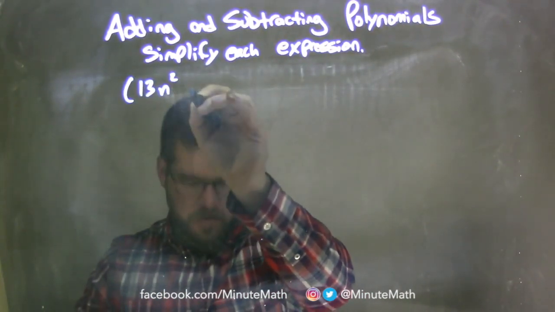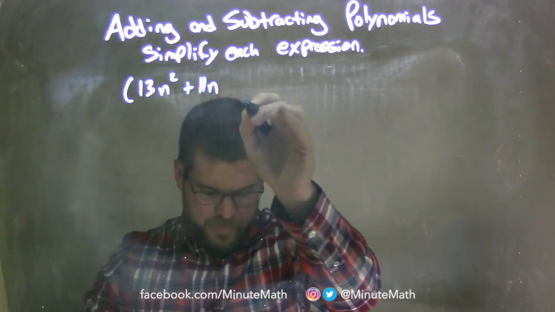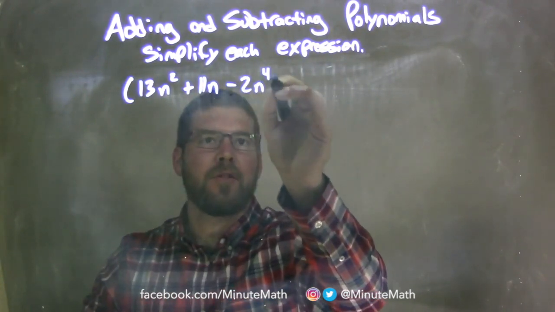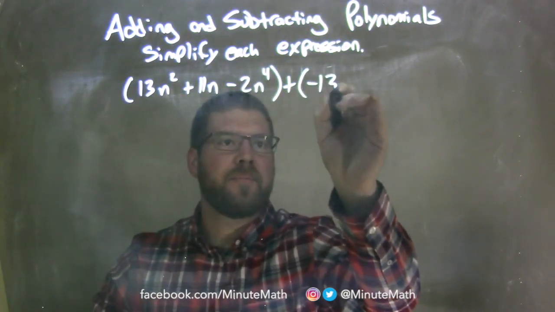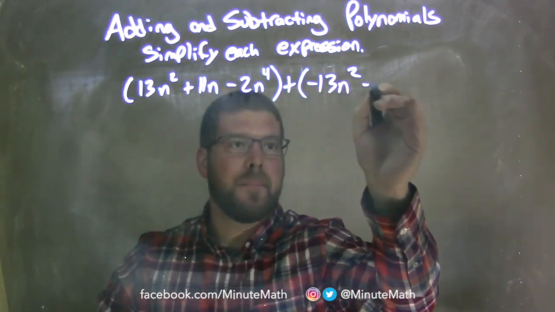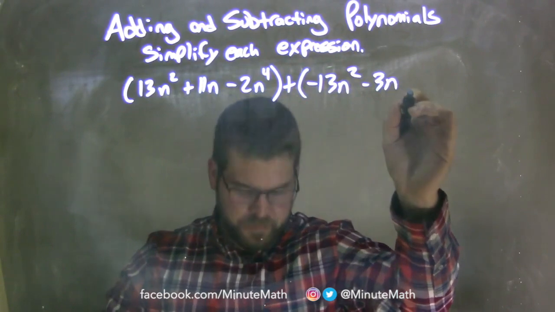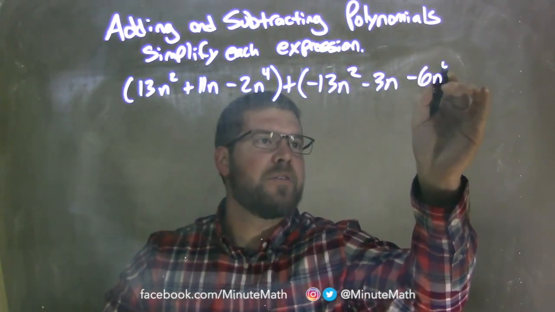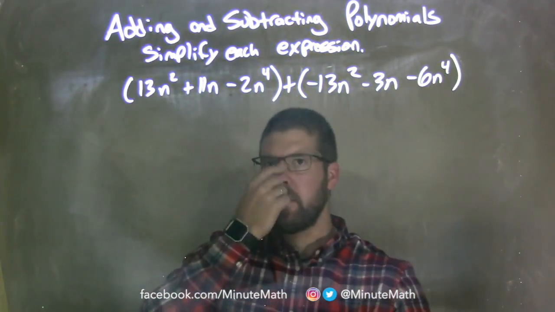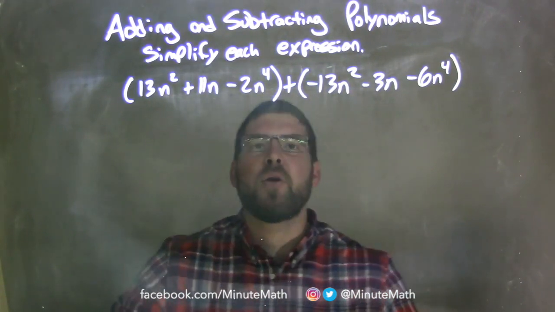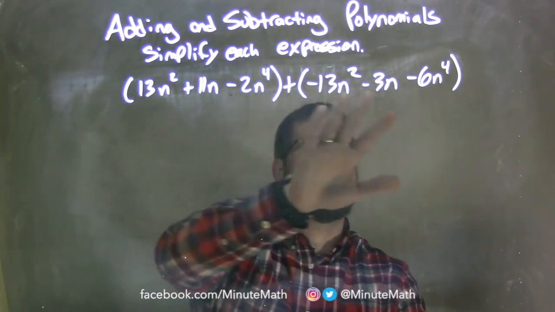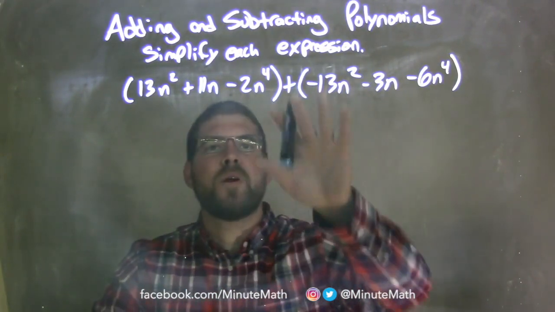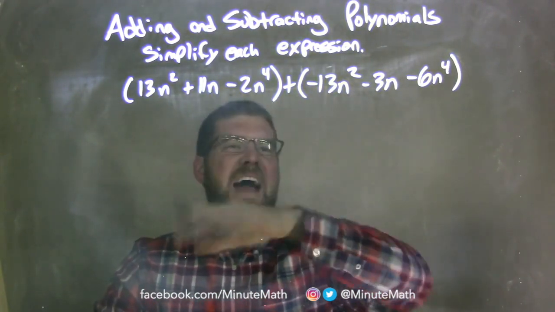13n squared plus 11n minus 2n to the fourth, close parentheses, plus parentheses, negative 13n squared minus 3n minus 6n to the fourth. Okay. From here, I'm now going to see within each parentheses, can I simplify anything? There's no like terms in each one. No. So now I'm going to rewrite all of this. Instead of subtracting, I'm adding a negative.